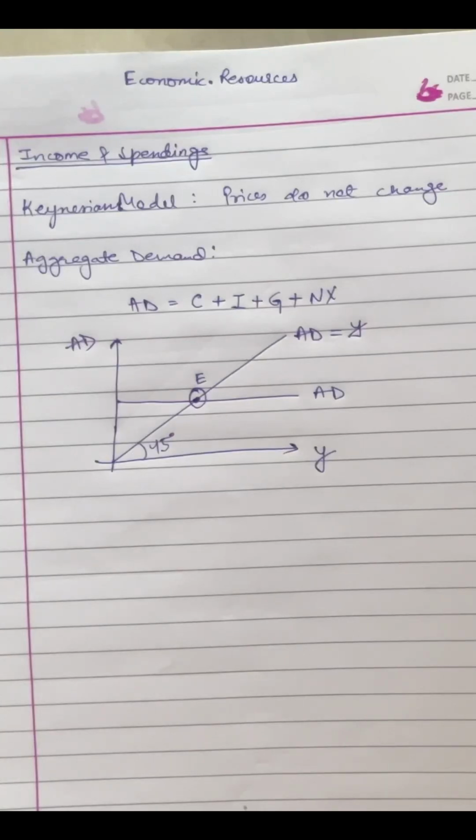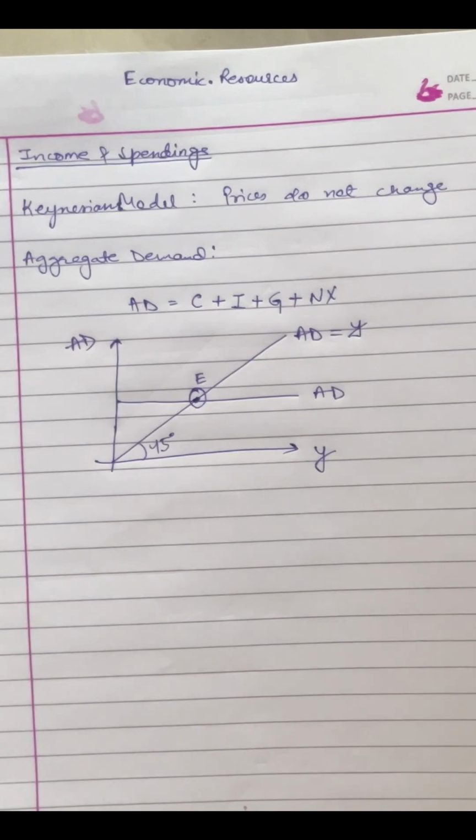This is Economic Resources, and we're starting with the very first unit of macroeconomics, that is income and spending. So, of course, economics is all about making a model, doing a prediction, and then scrapping the model and moving to the next. And we start with some assumptions, right? So, the very first assumption comes from the Keynesian model, that is, prices do not change.